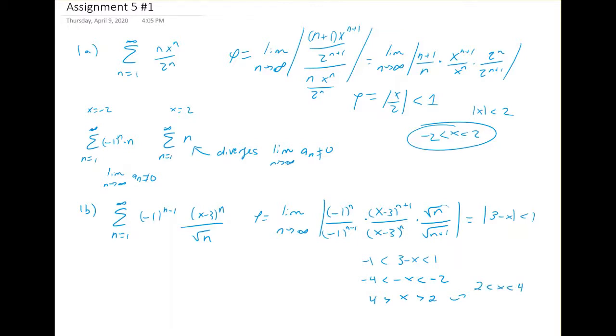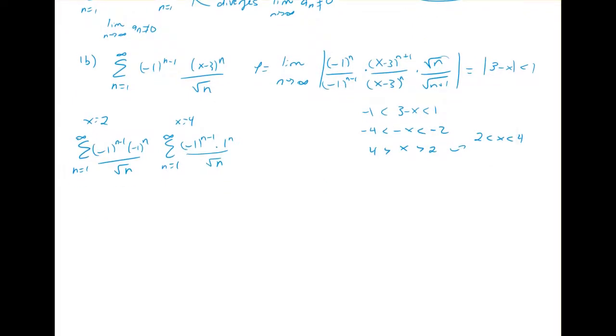Now, of course, we test those endpoints. Be back in Flash. Okay, so I just plugged in 2 and 4. When you plug in 2, you get -1 to the n, so that's why that's here. And when you plug in 4, you get 1 to the n. And that's why this 1 to the n is here.